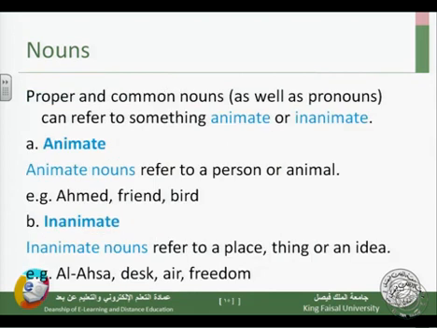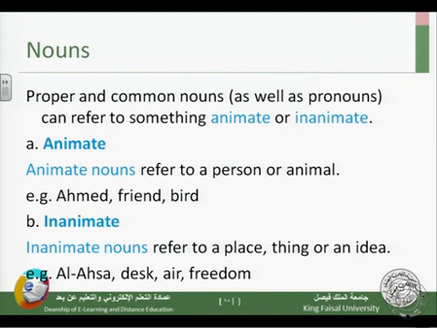Proper and common nouns, as well as pronouns, can refer to something animate or inanimate. So here we have two distinctions. The first one is animate, and we will define what we mean by that. Animate nouns refer to a person or animal. If a noun refers to a person or animal, it is called an animate noun, like Ahmed, friend and bird. Ahmed refers to a person, so it is animate. Bird refers to an animal, so it is also animate.